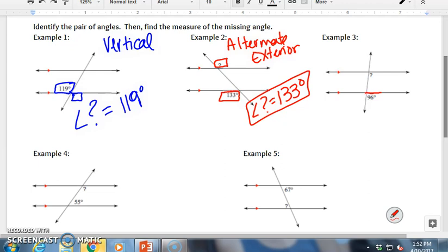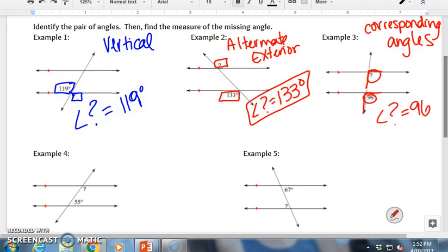All right. For number 3, these 2 angles are in the exact same location. Okay, and if they're in the exact same location, they're going to be corresponding angles. Since we know corresponding angles equal the same amount, since this one's 96, that means angle question mark is also going to be 96 degrees.